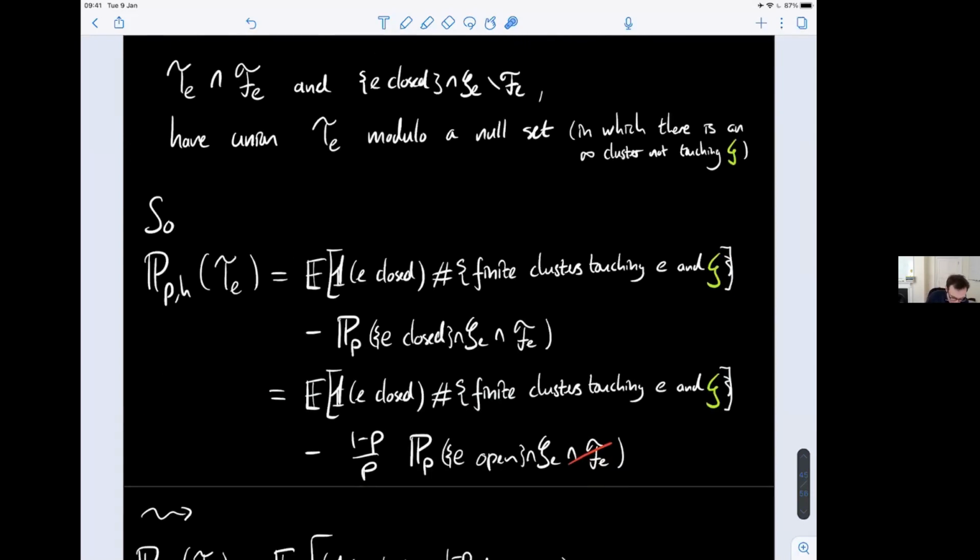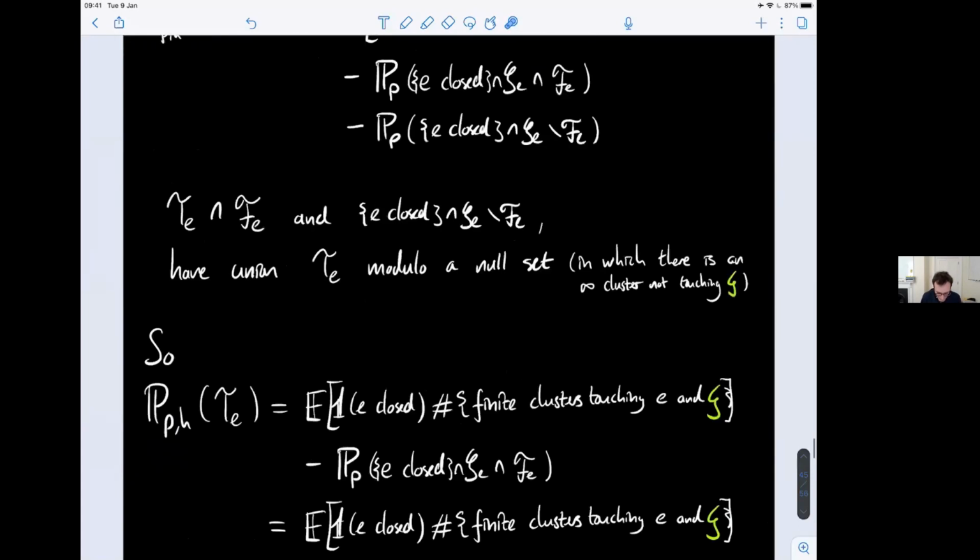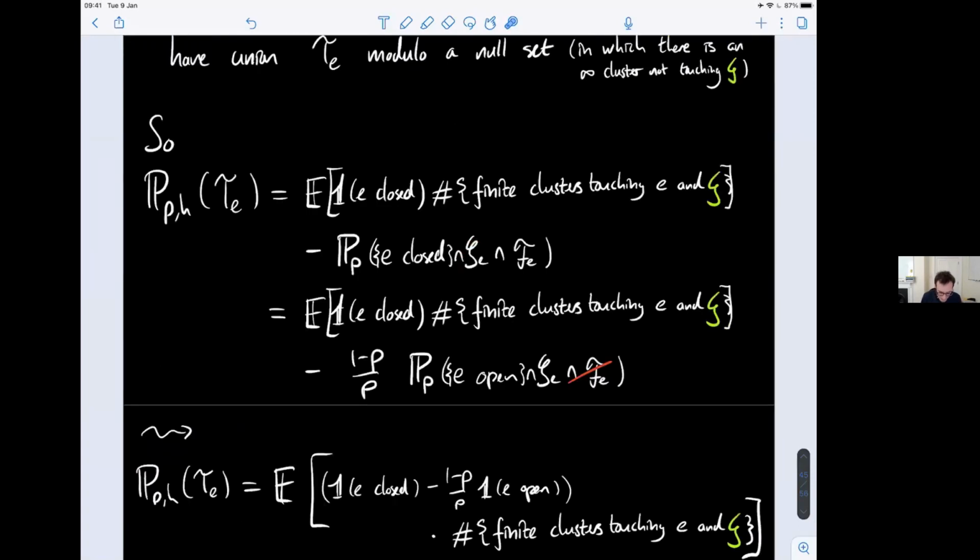Okay, so we get that the probability that we're interested in is this expectation of the number of finite clusters touching E in the ghost, the indicator that E is closed, minus this probability. Right? So again, this is the probability that E is closed, and GE is the event that there exists a finite cluster touching E in the ghost, and this is the event that both clusters are finite.